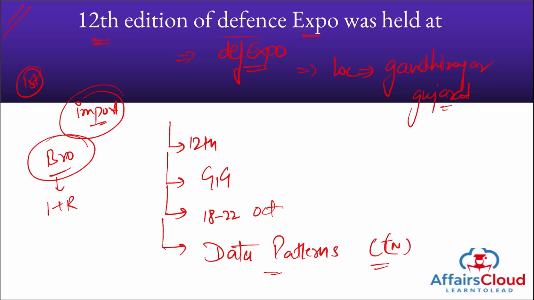I repeat, Data Patterns India Limited. This is the company that is based out of Chennai, Tamil Nadu, and this is the company that has recently received the Raksha Mantri Award for Excellence for 21 to 22. Alright, highly important, mark this.